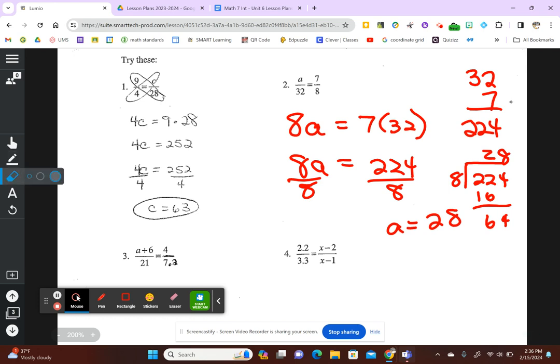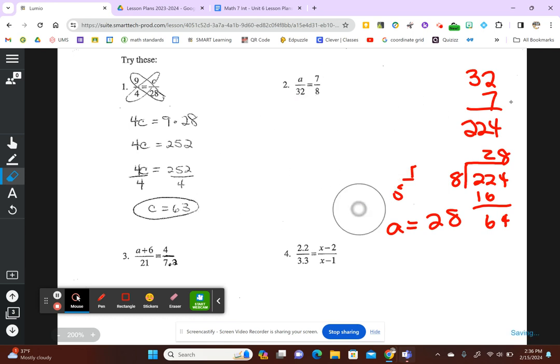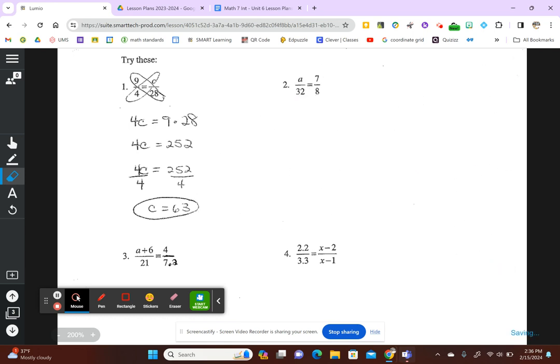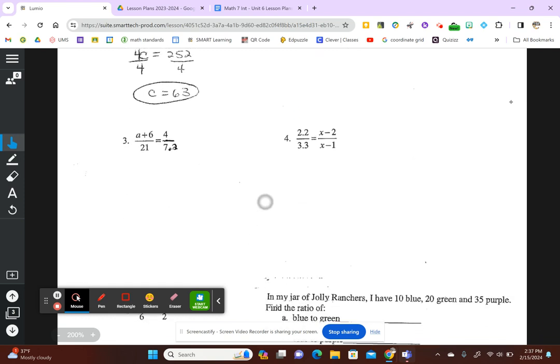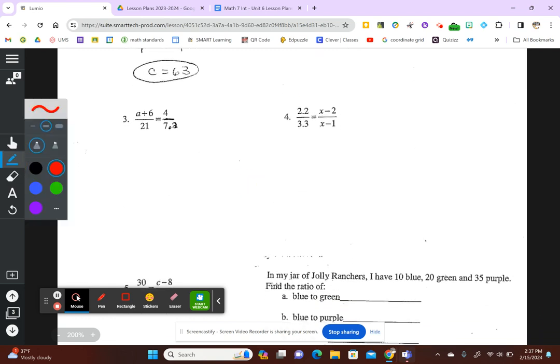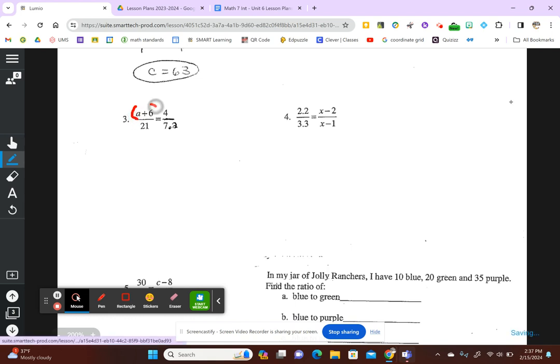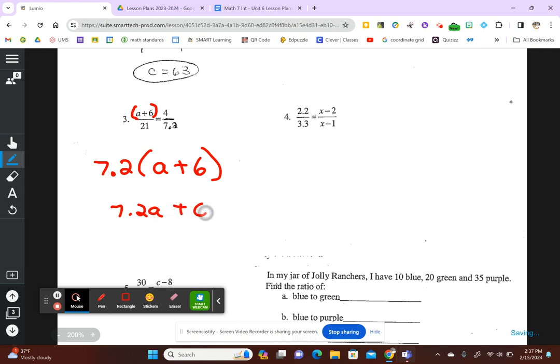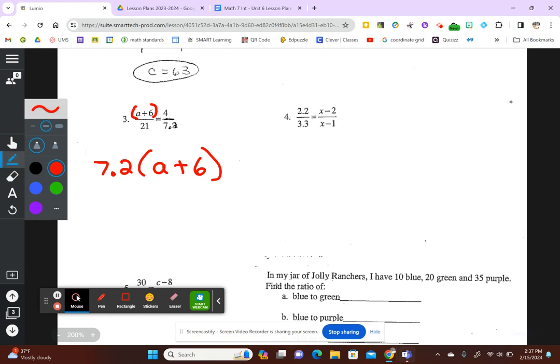Okay, now those were pretty simple. And you're going to be doing most of these without calculators. If they get too complicated, we will use a calculator. Now, this next one, you have to be very careful when there's an expression in your proportion. Put parentheses around it. Because when you multiply, you have to multiply both the 8 and the 6. And the most common mistake is to write 7.2a plus 6. And if you write that, you're never going to get this correct. So trust me, you should put parentheses.